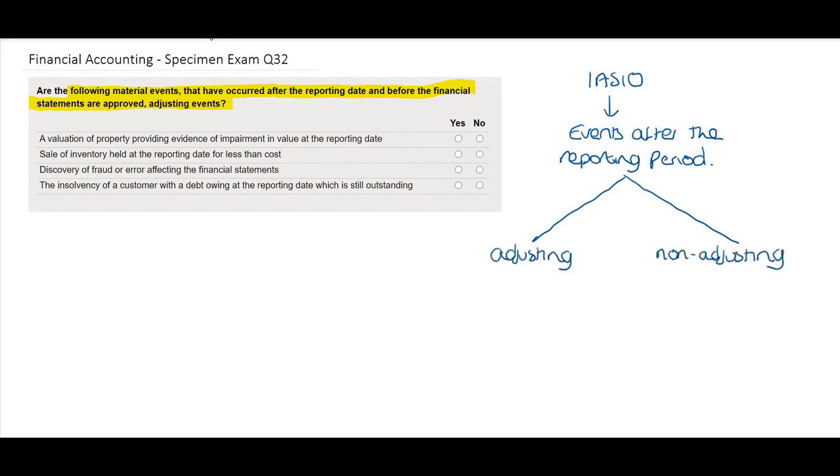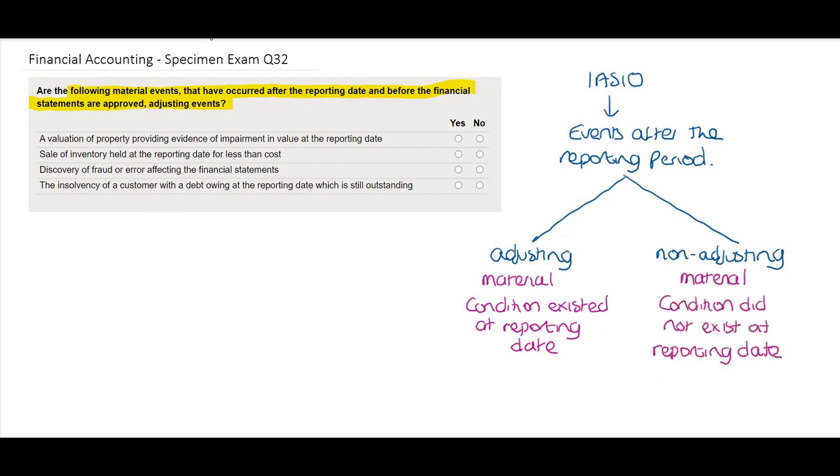For an item to be adjusting, it should be material and the condition should have existed at the reporting date. For an item to be non-adjusting, again it should be material, but this relates to events where the condition did not exist at the reporting date. We need to identify whether they are adjusting events, and so we are looking for evidence of whether the condition existed at the reporting date.